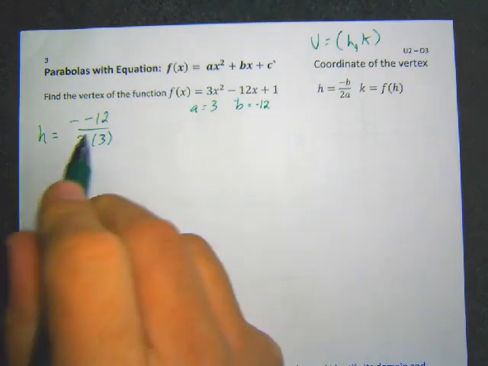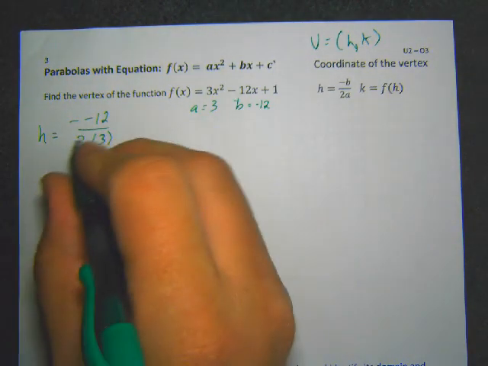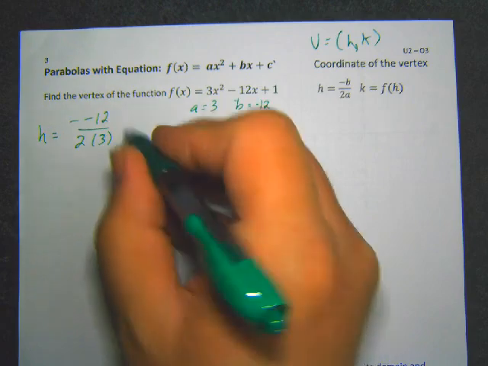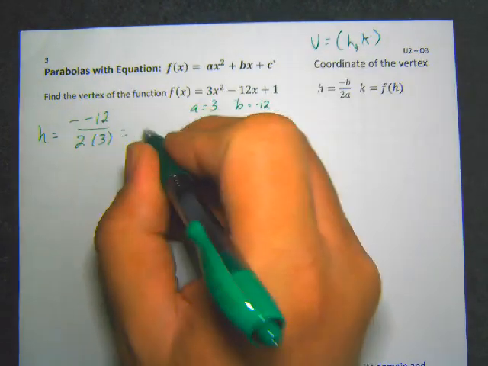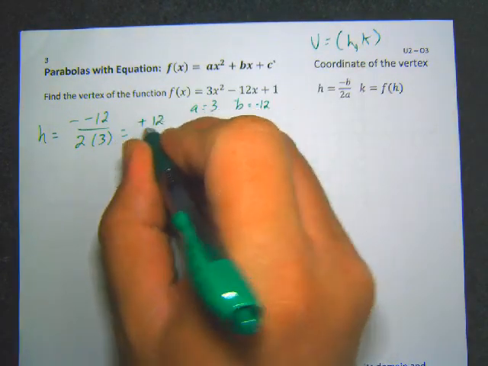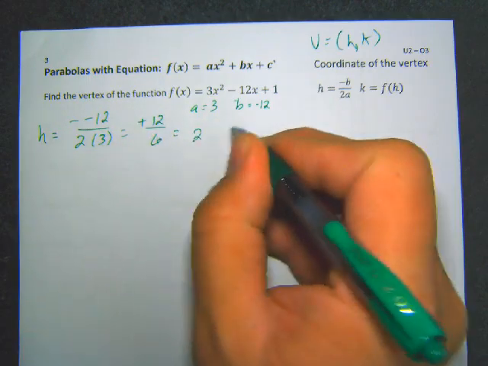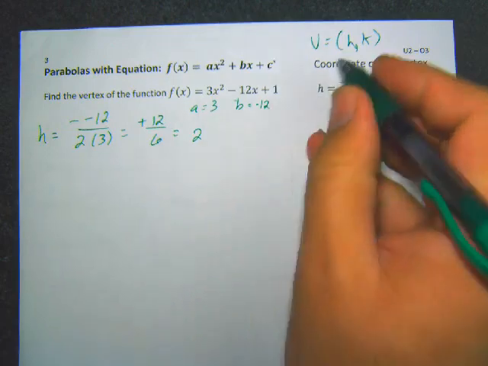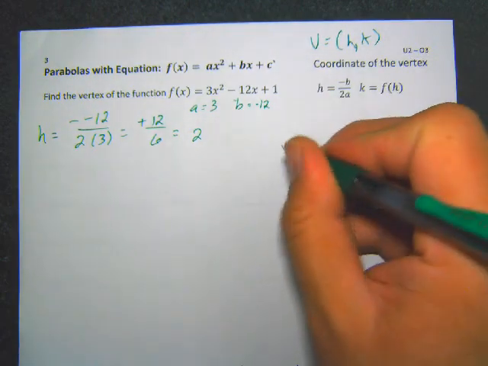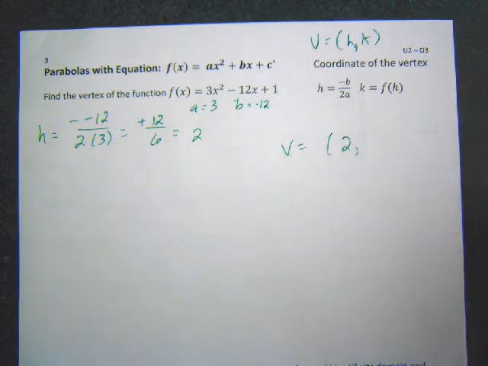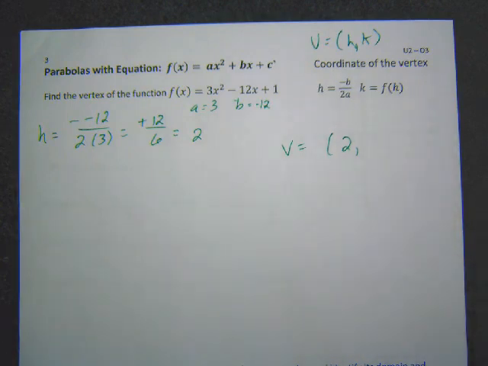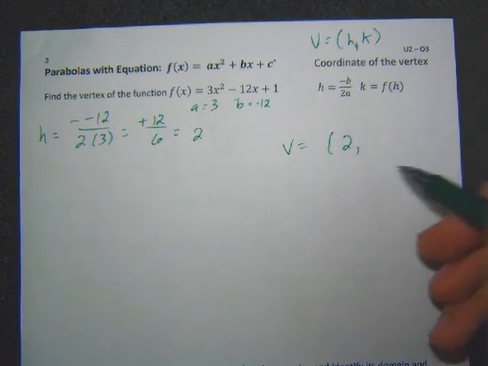Once I simplify this, it will give me the h value, the first part of my vertex. So I do negative negative 12. A double negative is a positive, so that's positive 12. 2 times 3 is 6, and 12 divided by 6 is 2. So this is h, the first part of the vertex. My vertex is going to have 2 as its first part. Now that's only half the vertex. I'm not done yet. I need to find the second part.